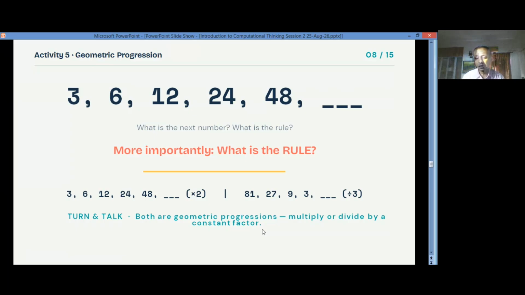And similarly, on the bottom right, you see a pattern, a progression which is downwards. From 81, it came down to 27, came down to 9. So obviously, you see that it is a division by 3 kind of a progression. Both are geometric progression. One is multiplication, another is division.